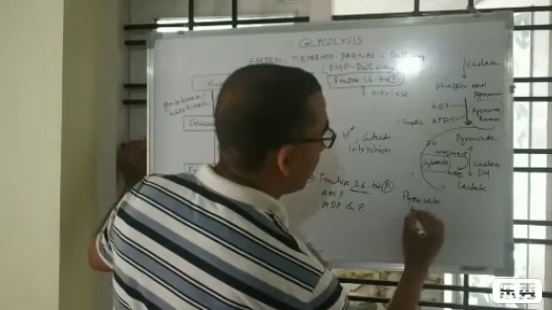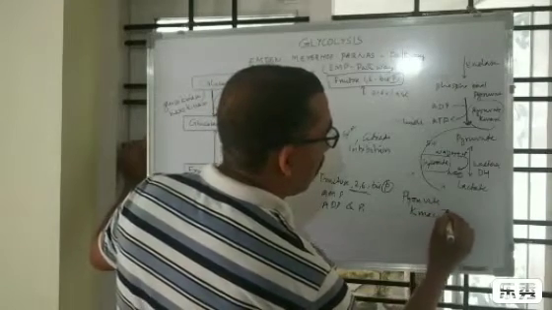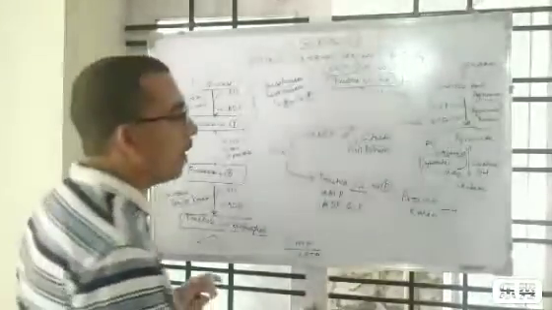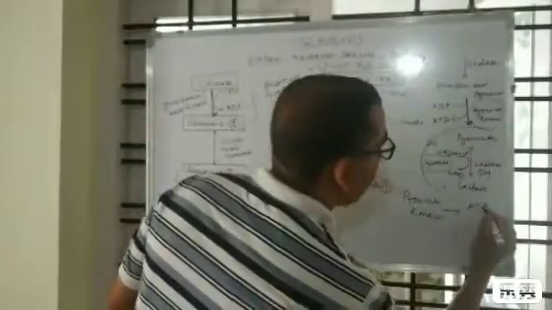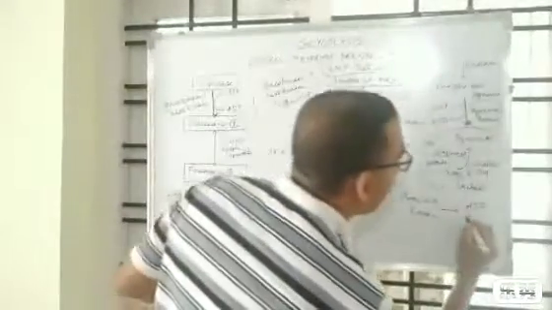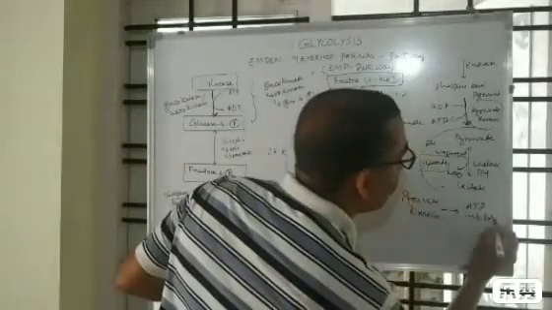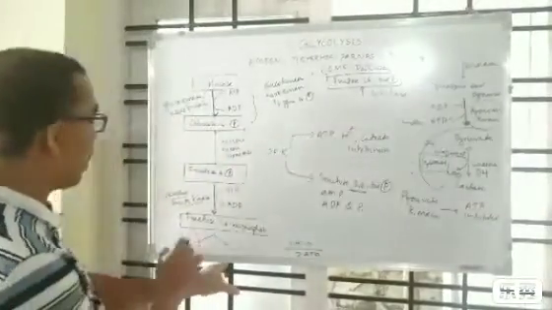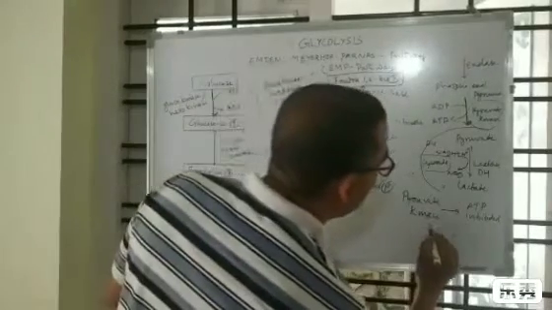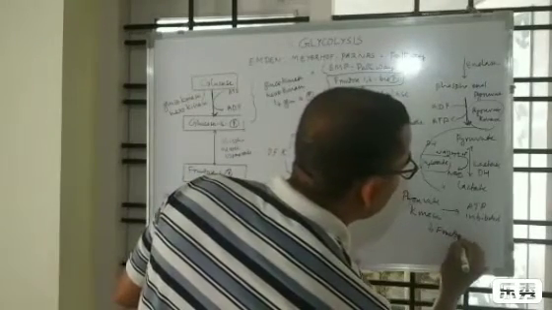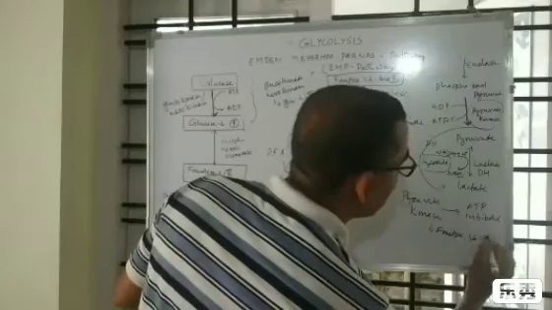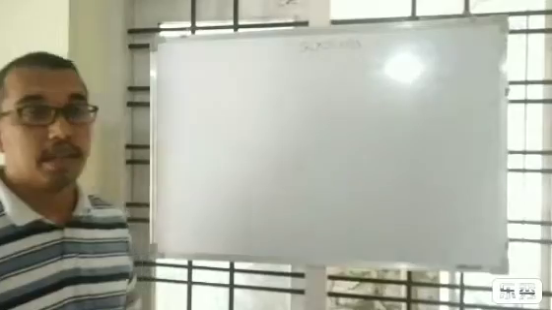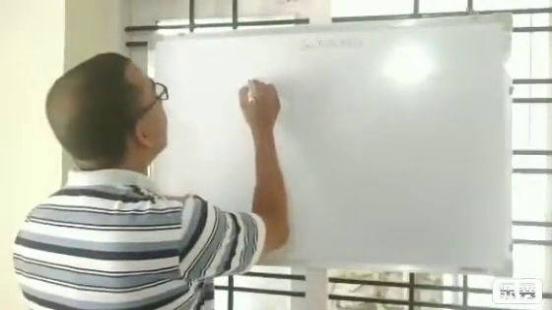Then another regulatory enzyme is pyruvate kinase. Pyruvate kinase is inhibited by ATP and activated by fructose 1,6-bisphosphate. So finally, the difference between hexokinase and glucokinase.